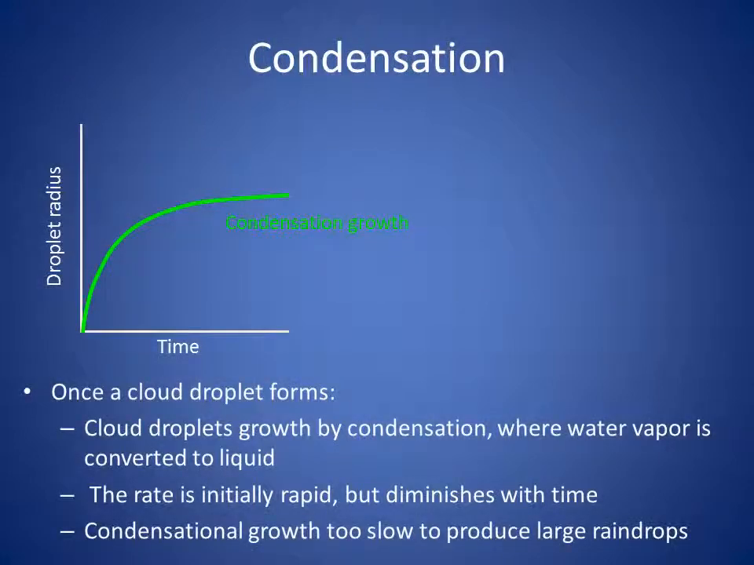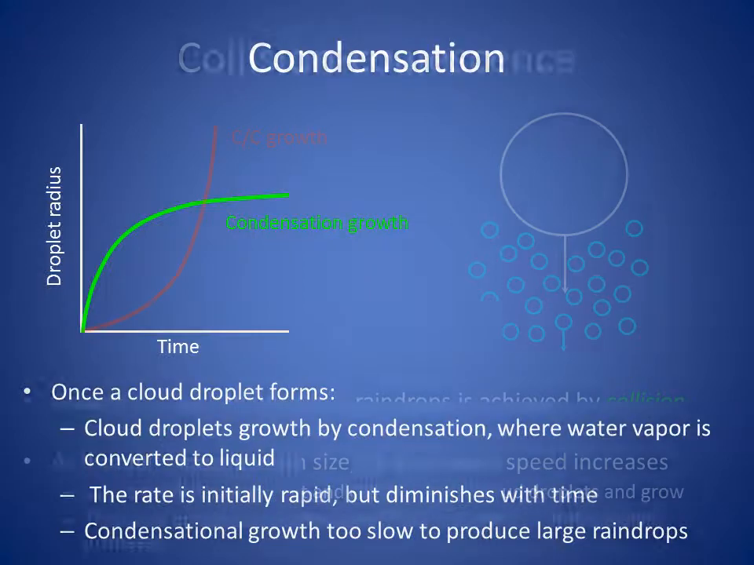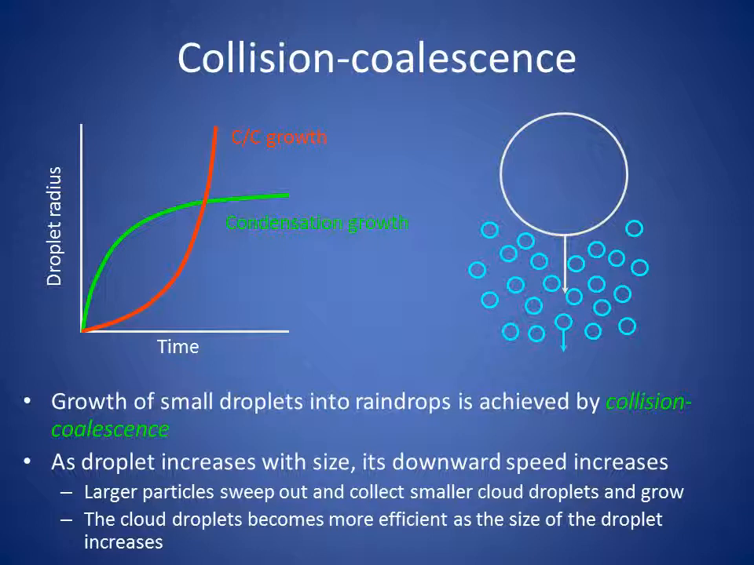Once a cloud droplet forms, cloud droplets grow by condensation, where water vapor is converted to liquid. As noted by the diagram, with the size of the droplet in the vertical and time on the horizontal axis, the rate is initially rapid, but it diminishes with time with not much growth due to condensation beyond a certain time. Condensational growth is too slow to produce large raindrops. That brings up the next way that drops can grow.